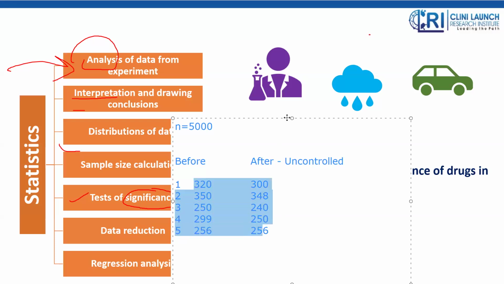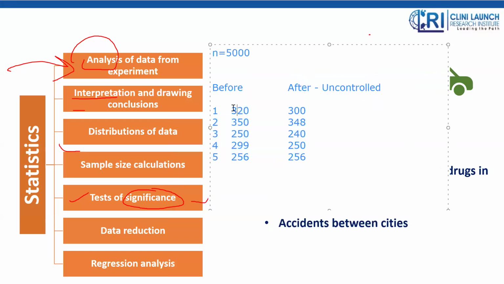So if you carefully observe this data over here, the first person has a very huge difference, 20 units of reduction in cholesterol. Second person, only 2 units. Third person, only 10 units. Fourth person, maybe 40 units. Fifth person, there is no change. So like that you are repeating for 5,000 people.